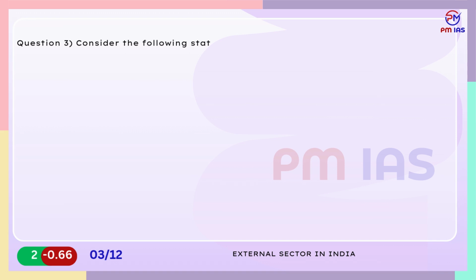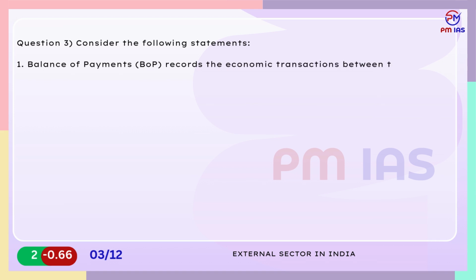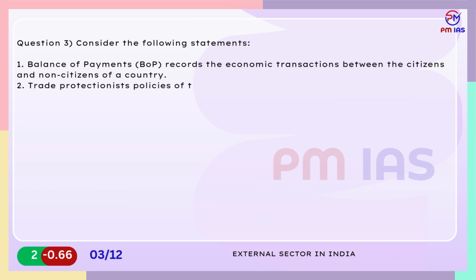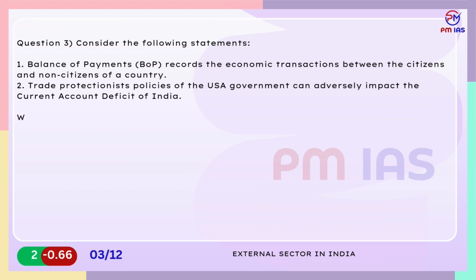Question 3. Consider the following statements. 1. Balance of payments, BOP, records the economic transactions between the citizens and non-citizens of a country. 2. Trade protectionist policies of the USA government can adversely impact the current account deficit of India. Which of the statements given above are correct?